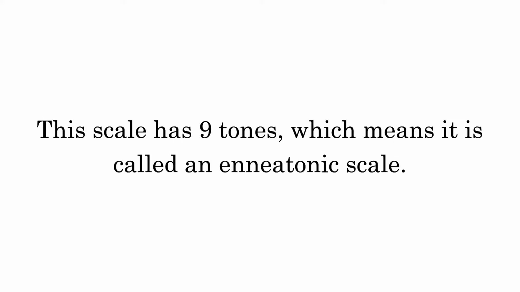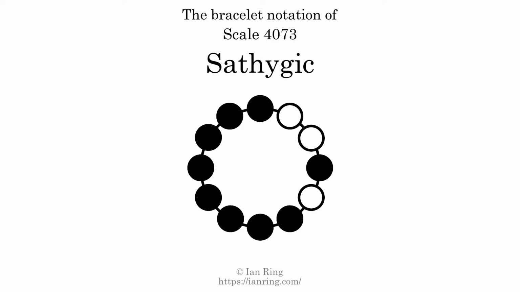This scale has 9 tones, which means it is called an enneatonic scale. This is a bracelet notation diagram of scale 4073. The shaded circles represent tones that appear in the scale, and they are read clockwise, starting at the top.